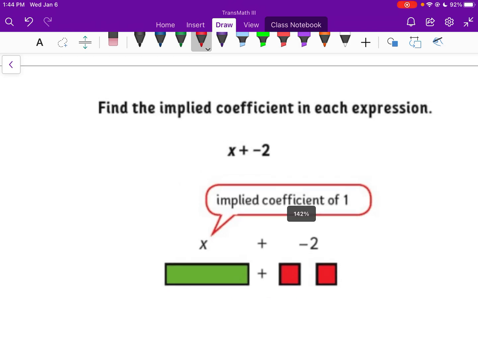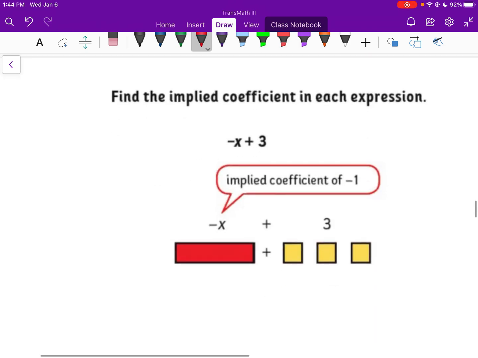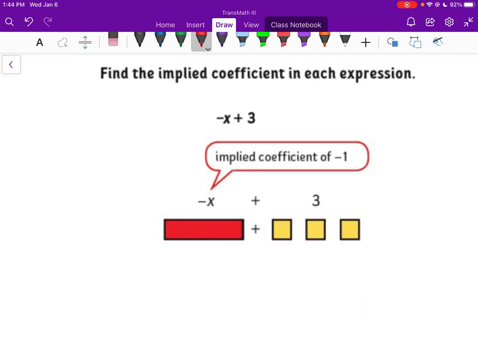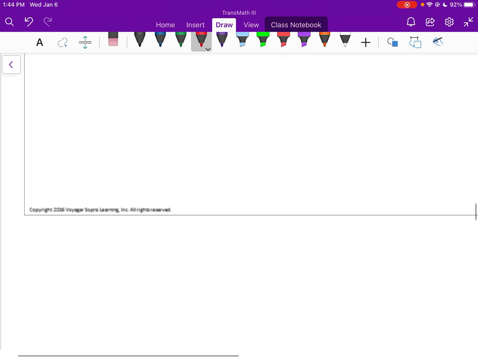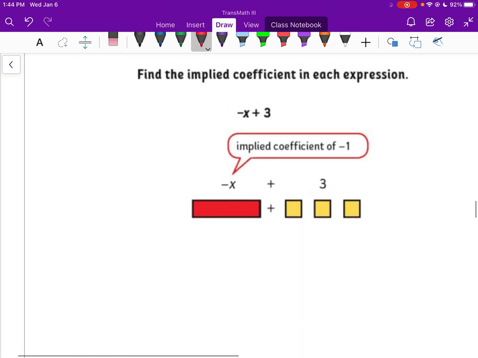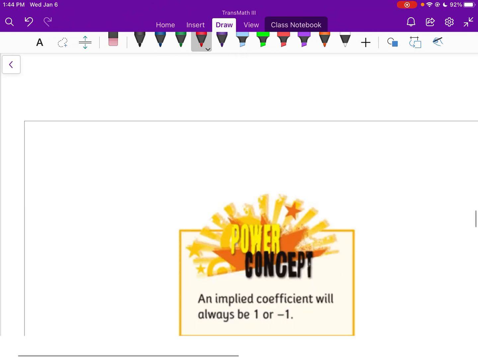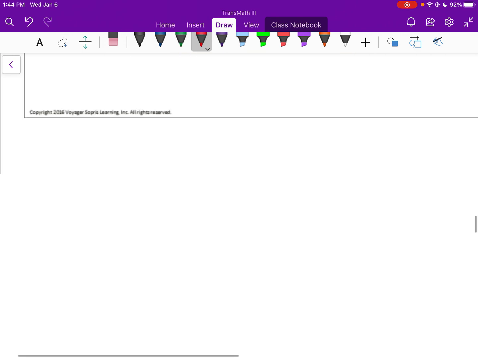And in this case, it was green, so it was positive. Now, if we go down to here, you'll notice that it's red. In that case, you'll see a negative in front of the x, and that implied coefficient is -1. So again, if you don't see that coefficient in front of the variable, you imply that it's 1 or -1, depending on the situation.